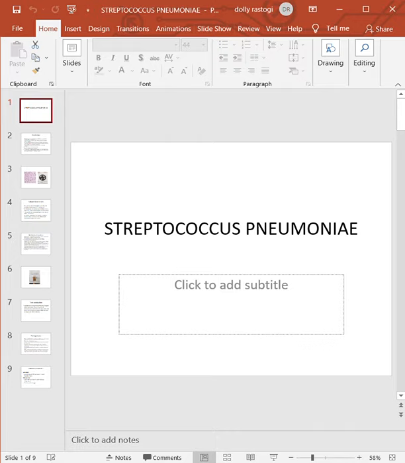Everybody, today we are going to discuss an important topic, that is Streptococcus pneumoniae, commonly called pneumococcus. It has already been discussed in your class. It's a revision lecture for you all.